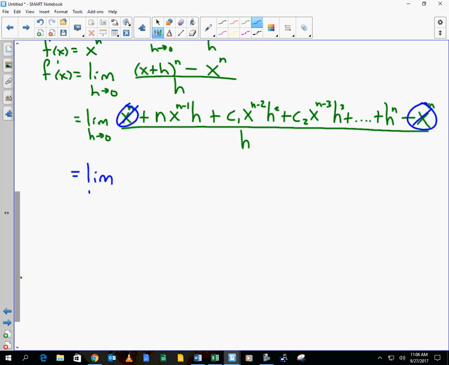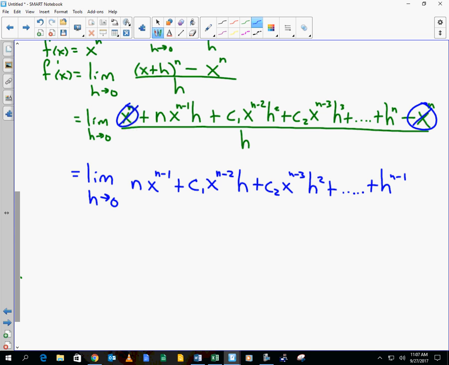So I have the limit as h goes to. If I take an h out of this, what's left? N x to the n minus 1. The next piece, what's left? C sub 1 times h. The next one. H squared plus, what's the very last one going to be?